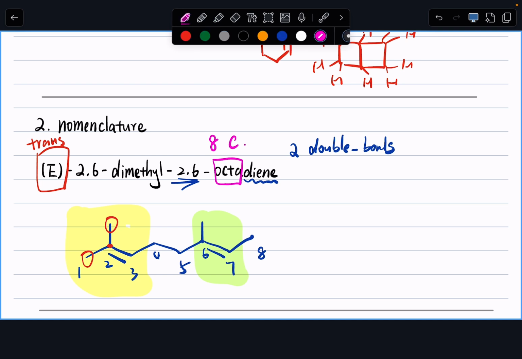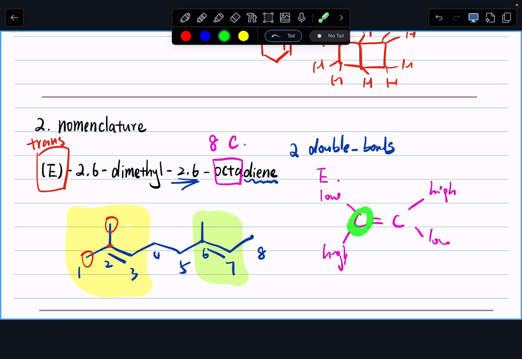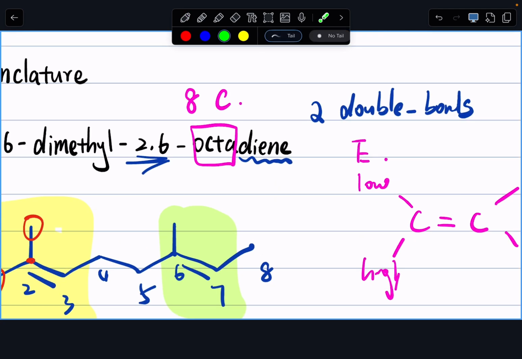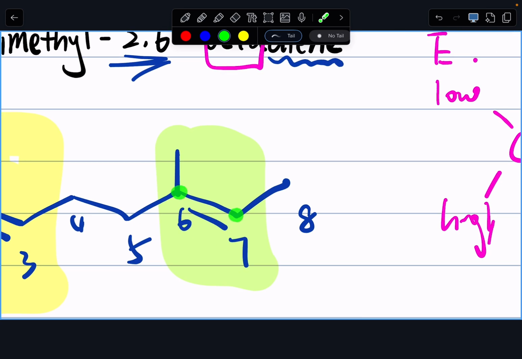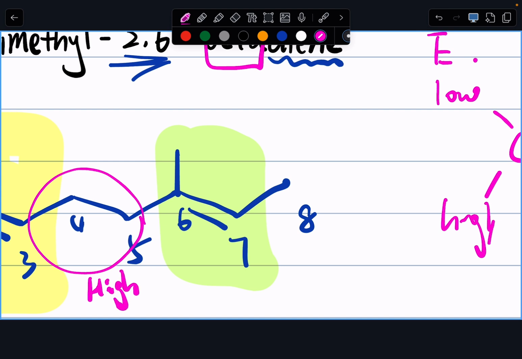So when we look at the E/Z configuration, E means we have the high priority groups trans to each other, and the low priority groups also trans to each other. When we say high and low priority groups, we're specifically looking at the sp2 carbons. So in this case, we'll be focusing on carbon 6 and carbon 7. Among carbon 6's groups, this one will be my high priority group. So around carbon 6, the bottom one is high, and the top one is low.